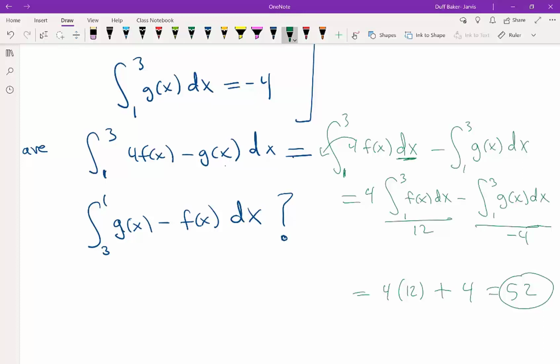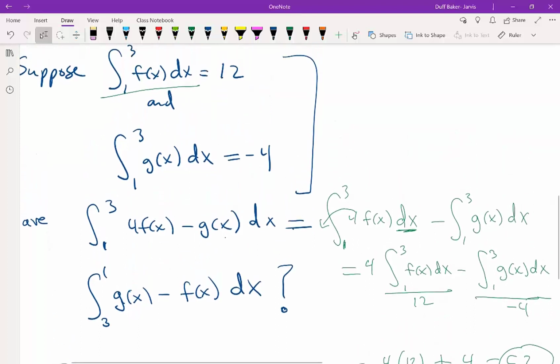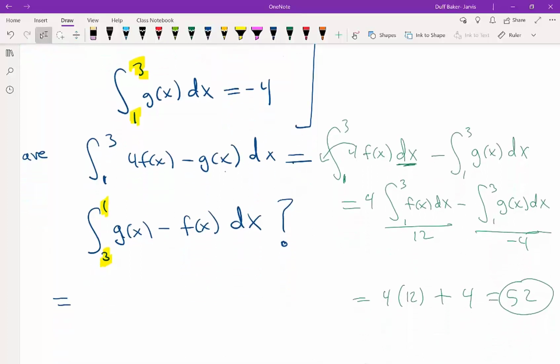And in the second version, well, the idea is the same. We want to get these down to things that match the information that's given. And we see that these are in the wrong order, right? 3 is on the bottom here, where in the top ones, they're in the reverse order. So we have to use that other property where if we switch them, we have to add a negative.